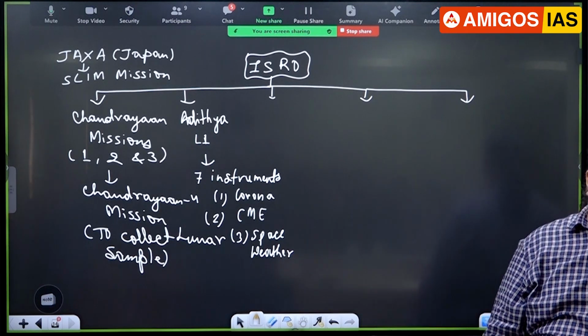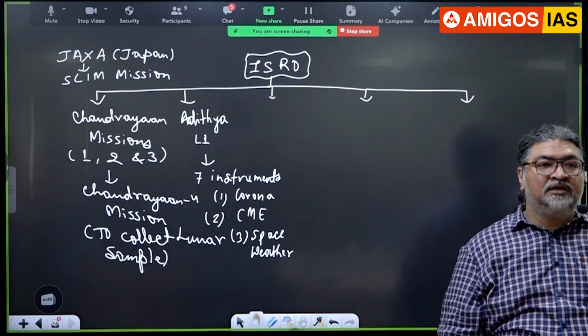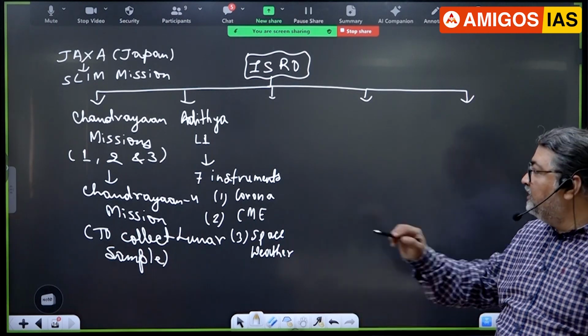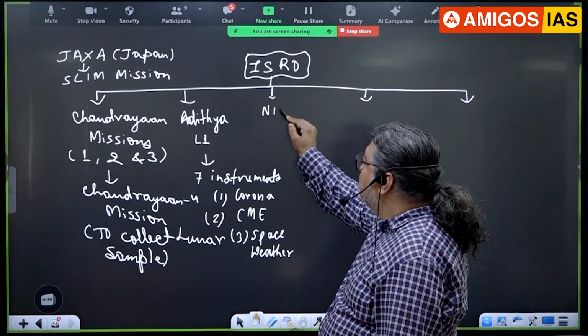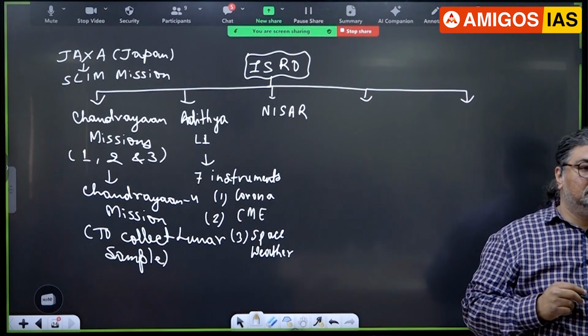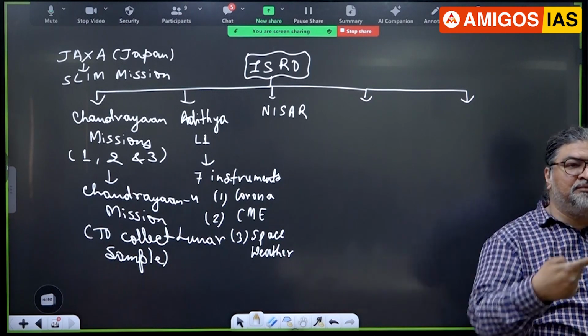Aditya and Lagrange point 1. How far is Lagrange point? 15 lakh kilometers away from the Earth. Halo orbit, right? So that we have done. Now third one. Third is a very important thing: NISAR. We are now planning for the NISAR mission.